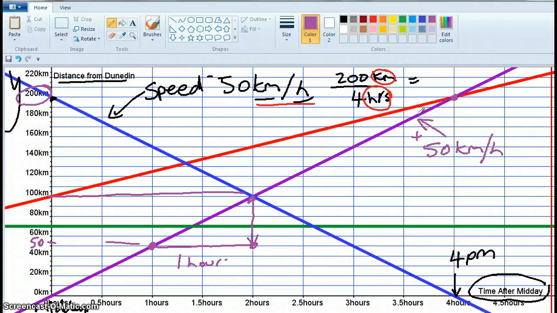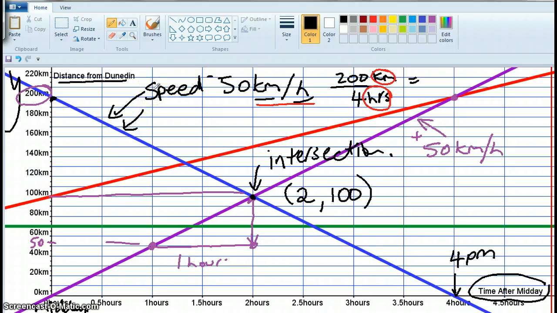The blue train and the purple train, what time were they at the same place? At 2 o'clock. Fantastic. So that there is the intersection. And they were at the same place. What's the coordinates of that point? Yeah. So at 2 p.m, they were both 100 kilometres away from Dunedin. Okay? Nice. Give me the equation of this line.